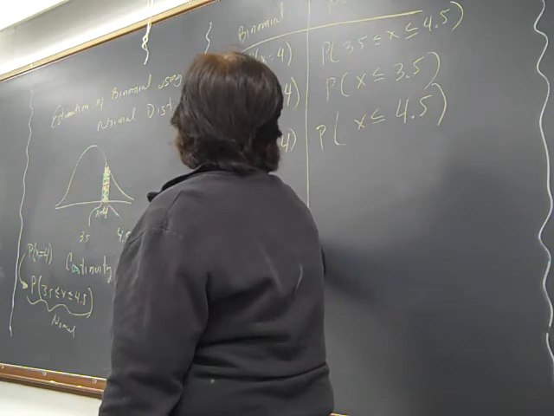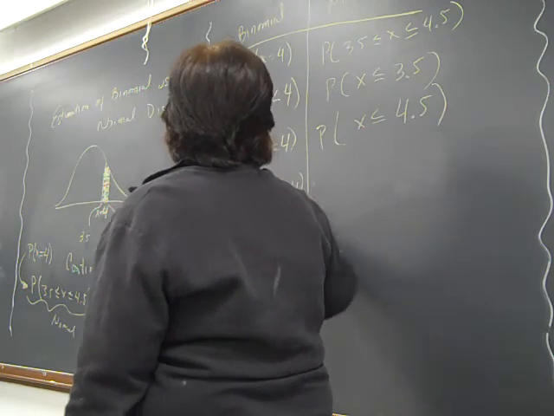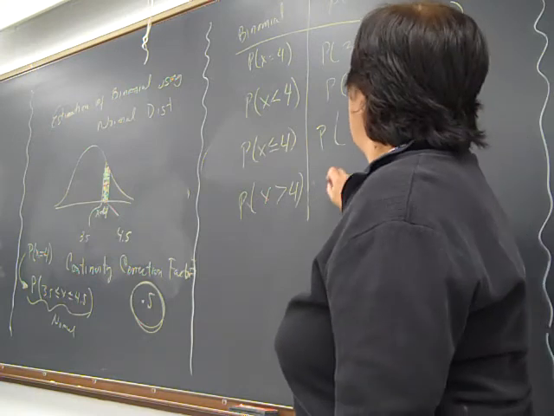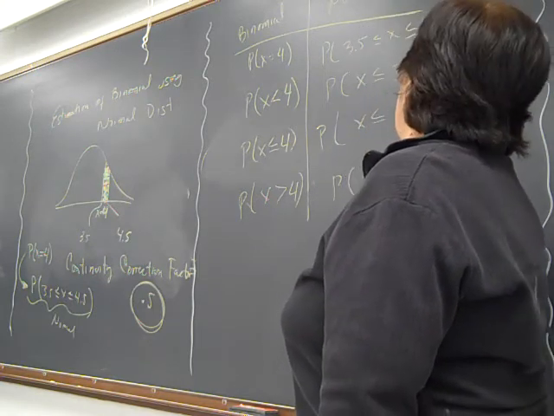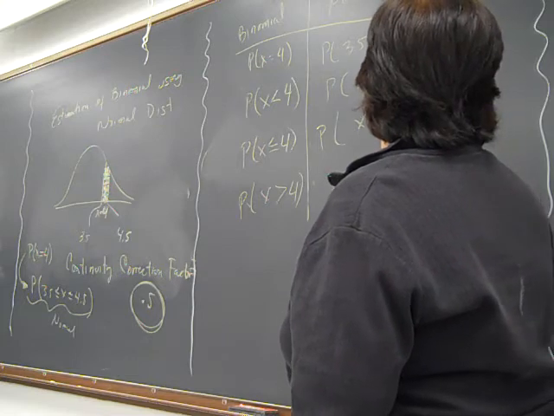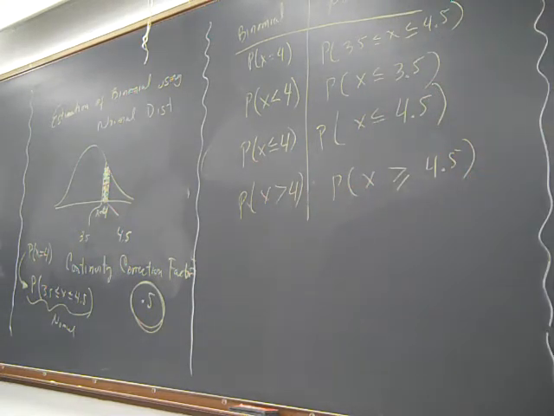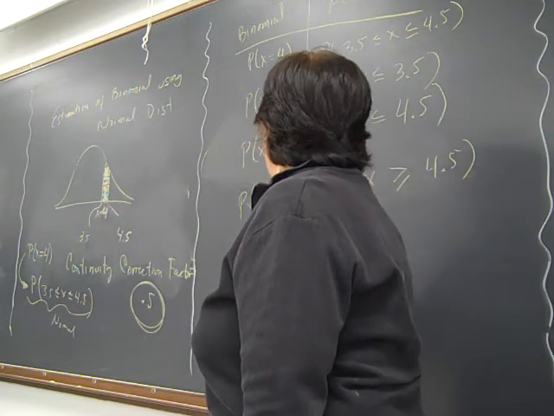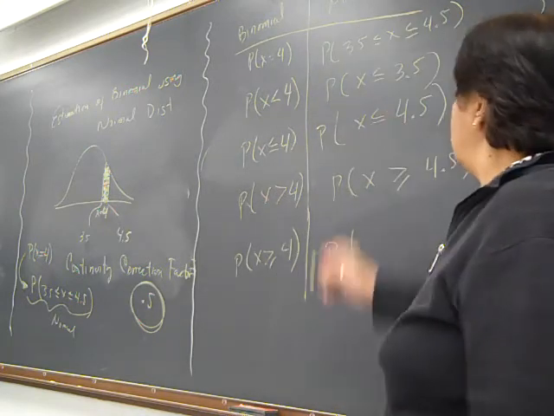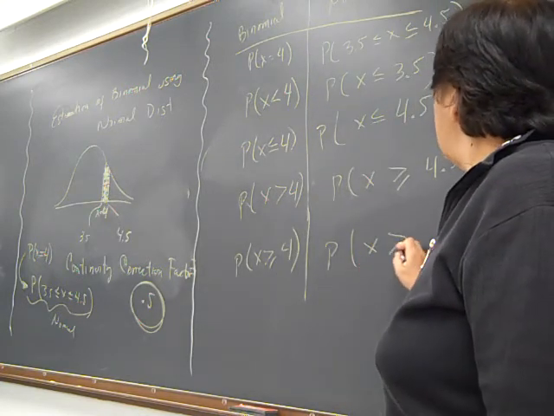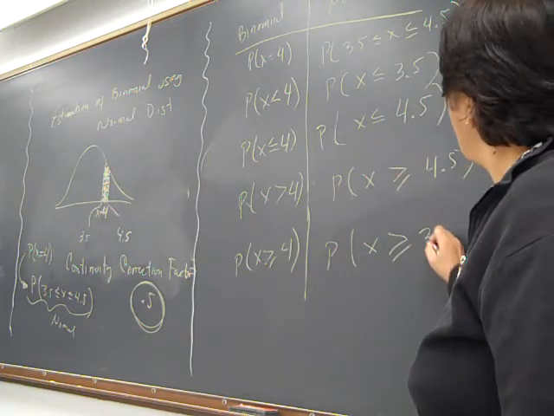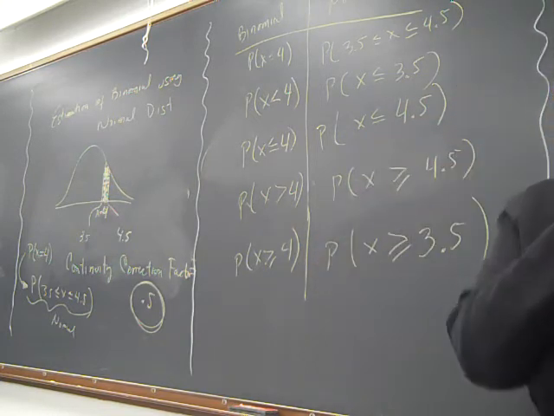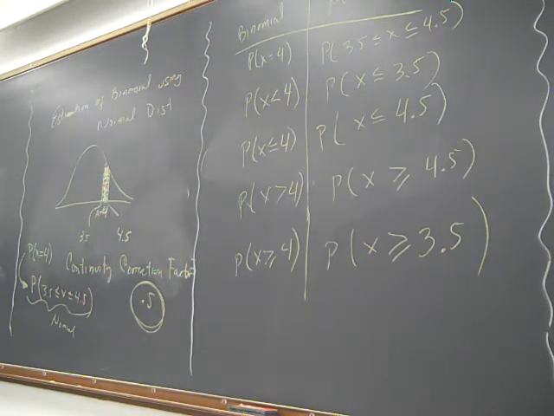The same thing happens with the greater. What is the probability that x is greater than 4? It's exactly the probability that x is greater or equal than 4.5. Why? Because the 4 is not included. Or what is the probability that x is greater or equal than 4? In the normal distribution, the 4 has to be included, so it's 3.5. You see? Basically, that's this estimation using the normal distribution.